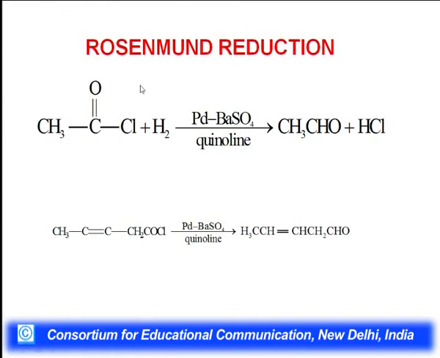Now when we pass hydrogen through this in the presence of palladium, hydrogen breaks down, and one hydrogen goes and adds here, and the second hydrogen adds here to give us acetaldehyde. Why are we taking palladium? What is the need for taking palladium here? Palladium acts as a catalyst, and we know it is a transition metal, so it is quite porous. So hydrogen adsorbs onto it.